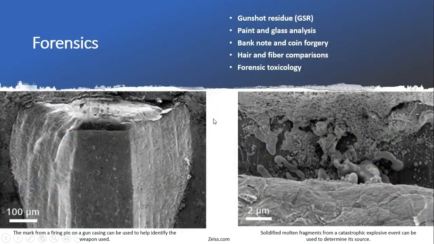And SEM can also be used to analyze gunshot residue, paint, and hair. For forensics, one example is that a mark from a firing pin on a gun casing can be used to help identify the weapon used. Another is that fragments from a catastrophic explosive event can be used to determine its source.